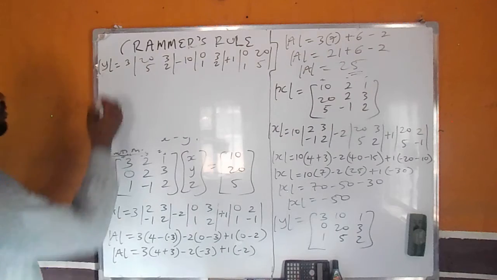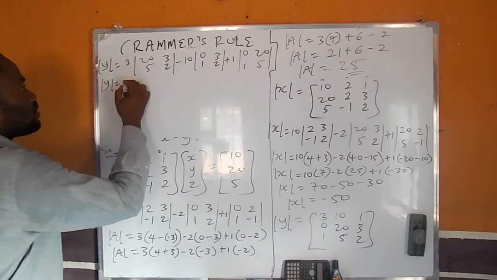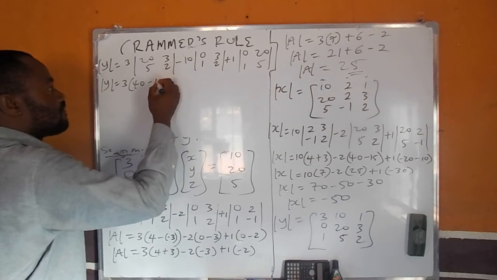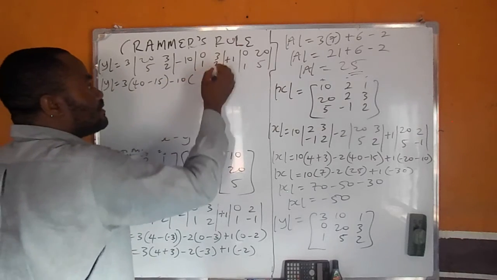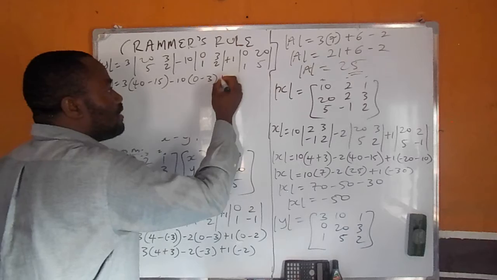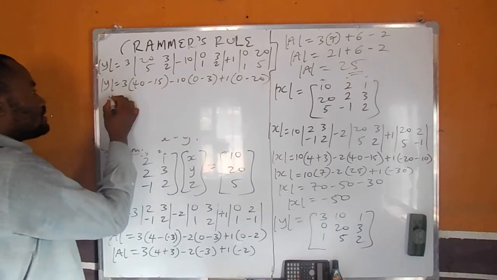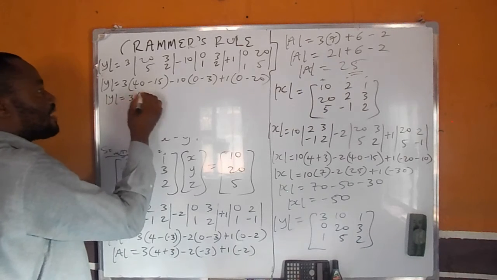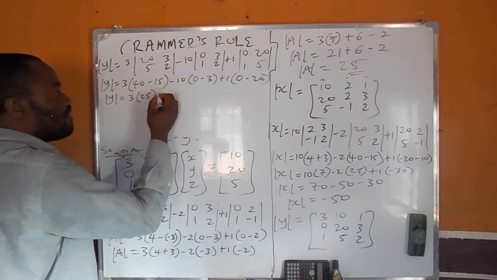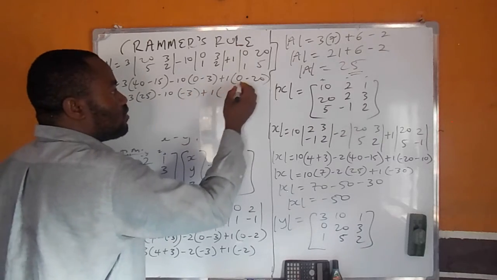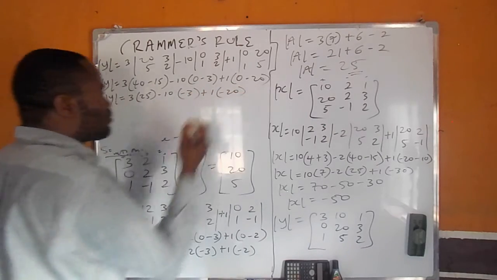Now, we say the determinant of y equals 3 in bracket 20 times 2, 40, minus this times is 15, minus 10, this times is 0, minus 3, plus 1, 0, minus 20. Which is the determinant of y equals 3 bracket, this minus is 25, minus 10 bracket, this minus is negative 3, plus 1, 0 minus 20, minus 20.